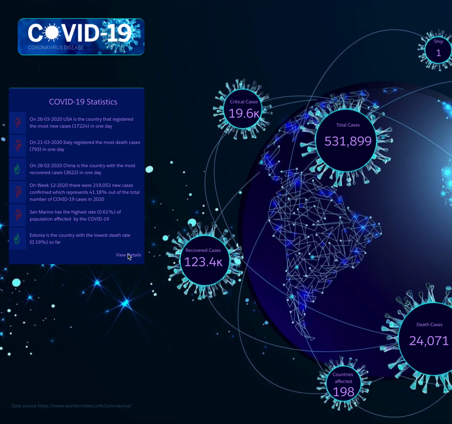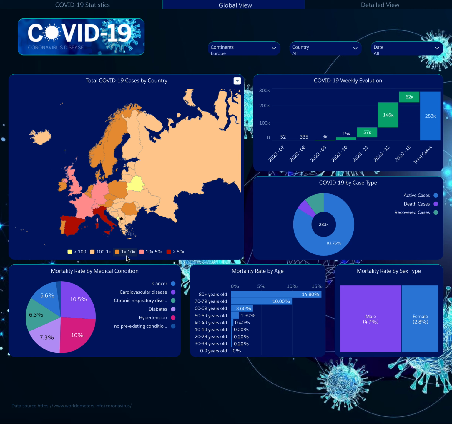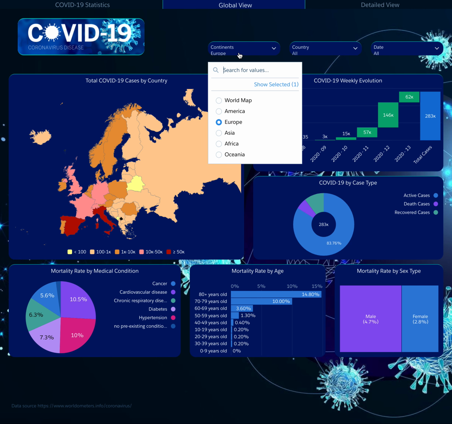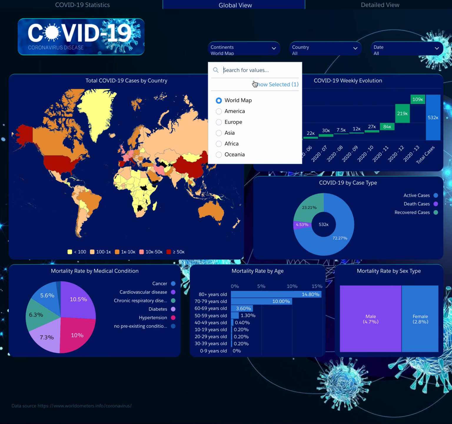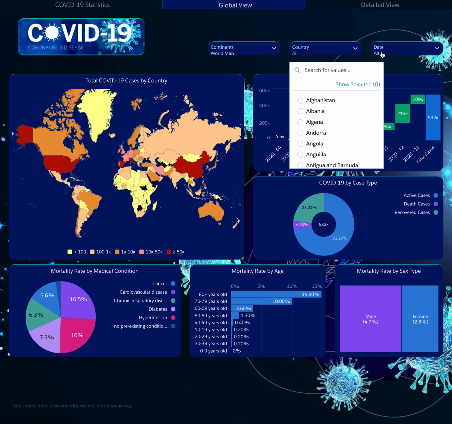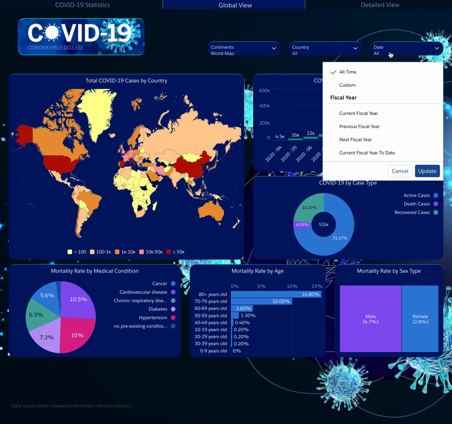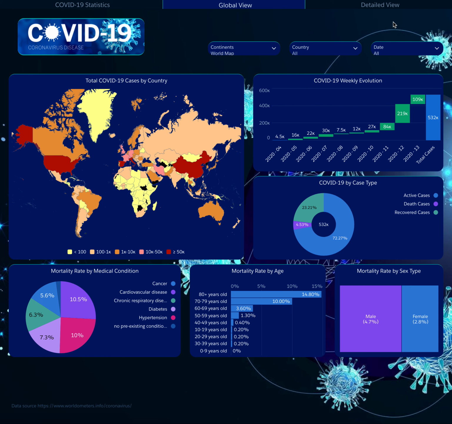Now we can move to the next page of the dashboard in order to see the information at the country level. In this page, I have added a couple of filters. One is the continent, where you can select to see specific continents only. Another one is the country, and the third one is a filter on the date. So if you would like to only see a specific period of time and the evolution on that period.